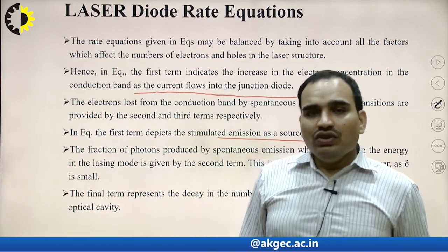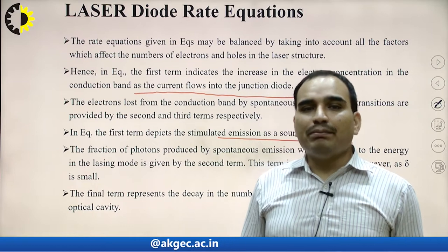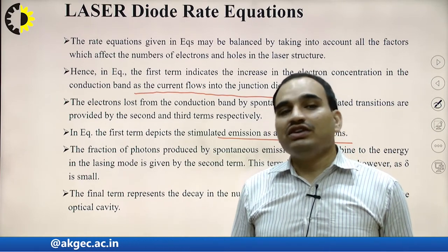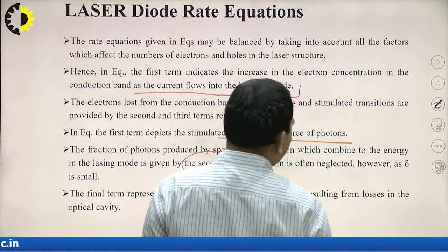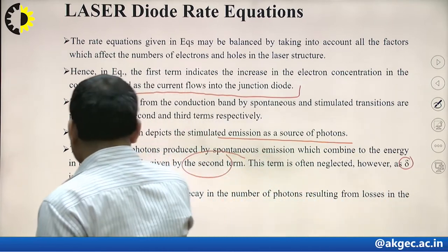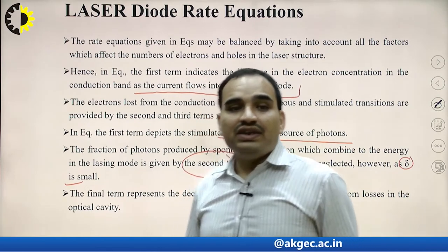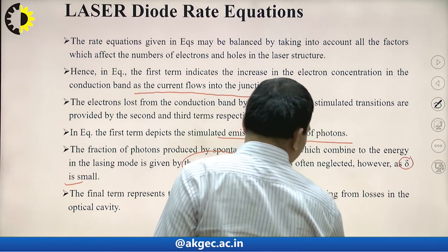In the second equation, the first term depicts the stimulated emission as a source of photons. The fraction of the photons produced by spontaneous emission which combine into the energy in the laser modes is given by the second term. This term is often neglected, however, as delta is very small. The final term represents the decay in the photons resulting from the losses in the optical cavity.